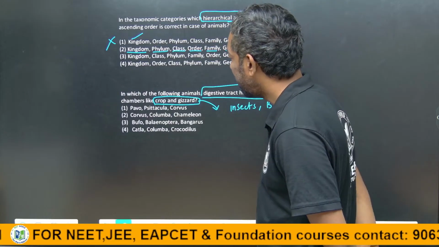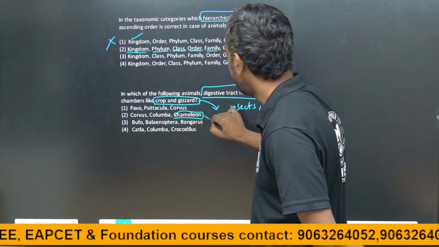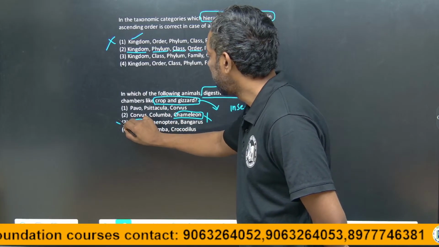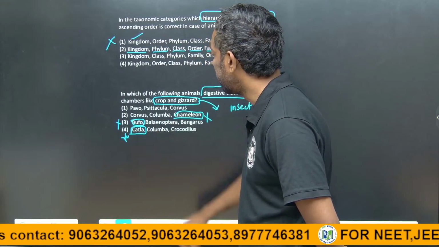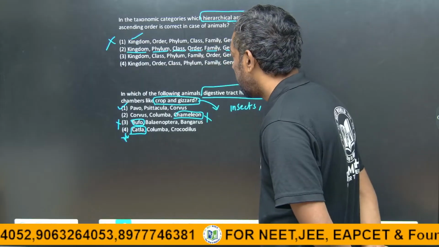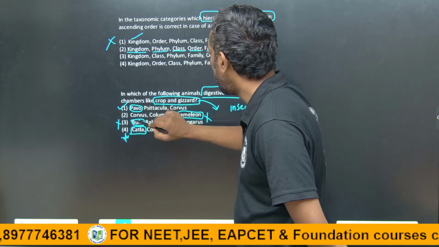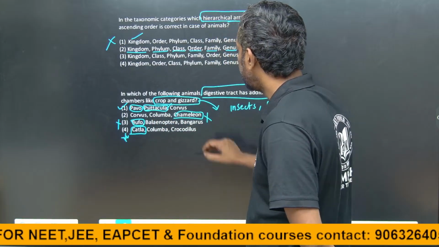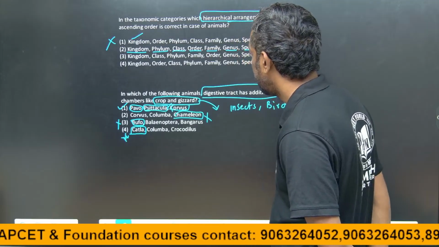Here, just look into this. Chameleon is an insect? No, it is a reptile. Absolutely wrong answer. Bufo is a frog, an amphibian. Katla is a fish. This is the wrong answer. So the right answer is the first one. Pavo, parrot, crow, peacock, these are the birds, guys.